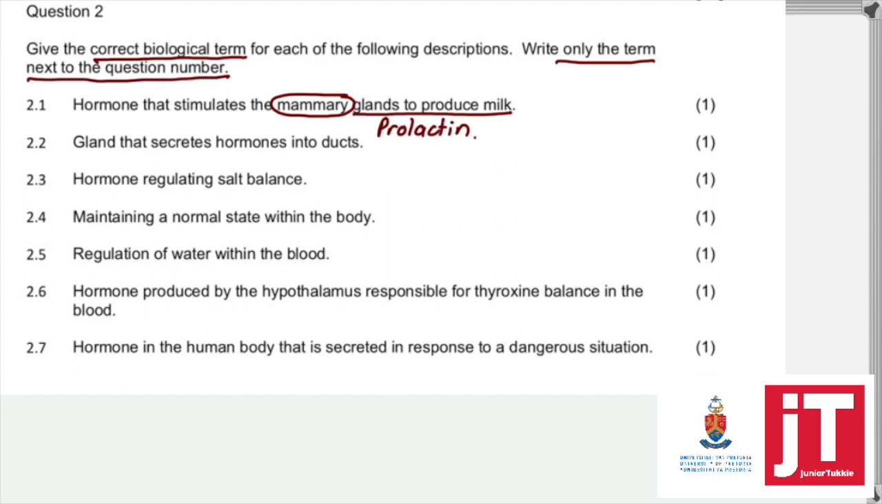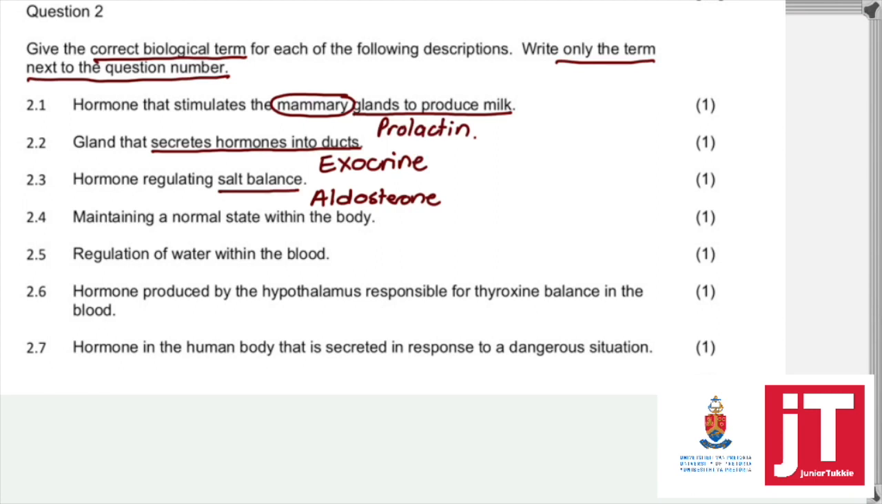Next question, 2.2, the gland that secretes hormones into ducts. So now we're looking at a collective name for these glands, and these glands we refer to collectively as exocrine glands, as opposed to endocrine glands that use the blood to move the hormones around the body to their target tissues. Question 2.3, here again we're looking at salt balance, but particularly the hormone that regulates salt balance, and here we know that this is aldosterone. So this relies heavily on our preparation and study work that we've done.